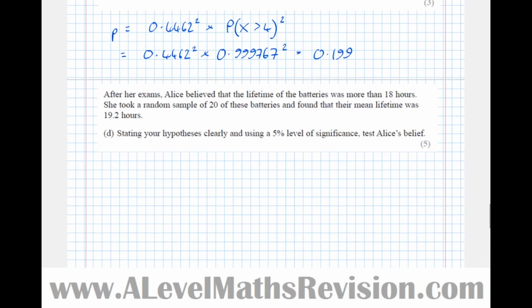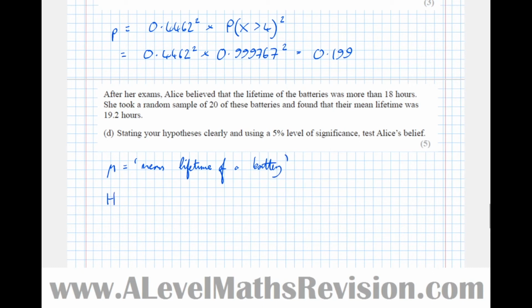So next question. After her exams, Alice believed that the lifetime of the batteries was more than 18 hours. She took a random sample of 20 of these batteries and found that their mean lifetime was 19.2 hours. Stating your hypotheses clearly and using a 5% level of significance, test Alice's belief. Okay, so first of all, let's define what we're testing. So we're testing mu, which is the mean lifetime of a battery.